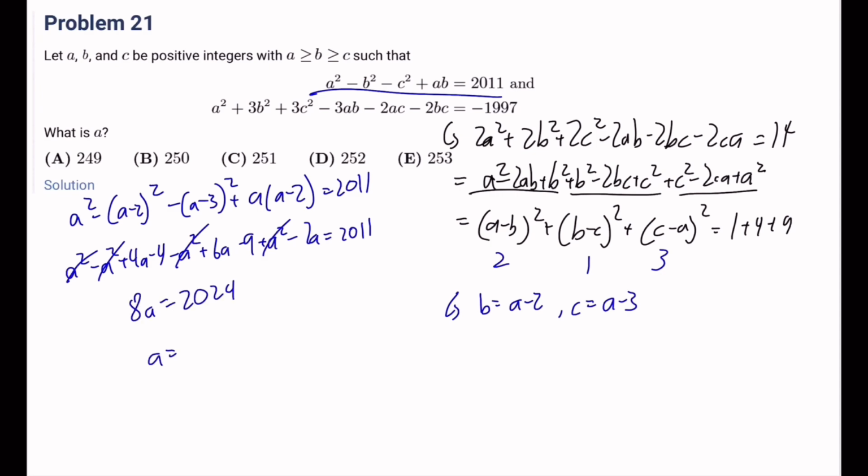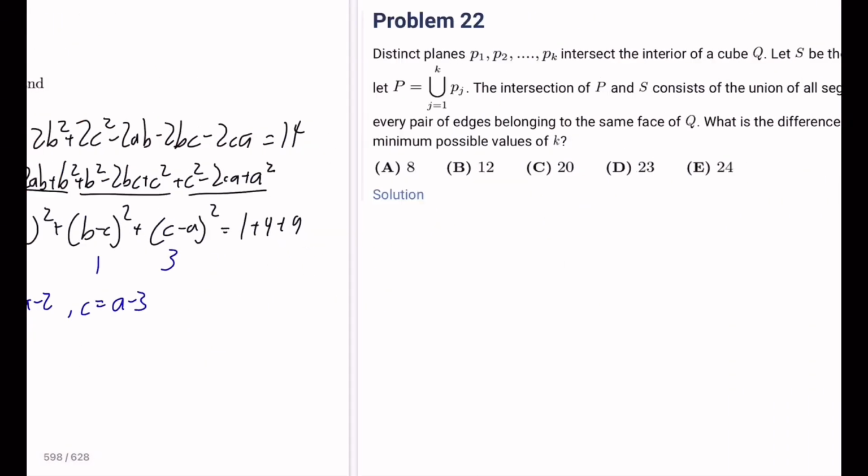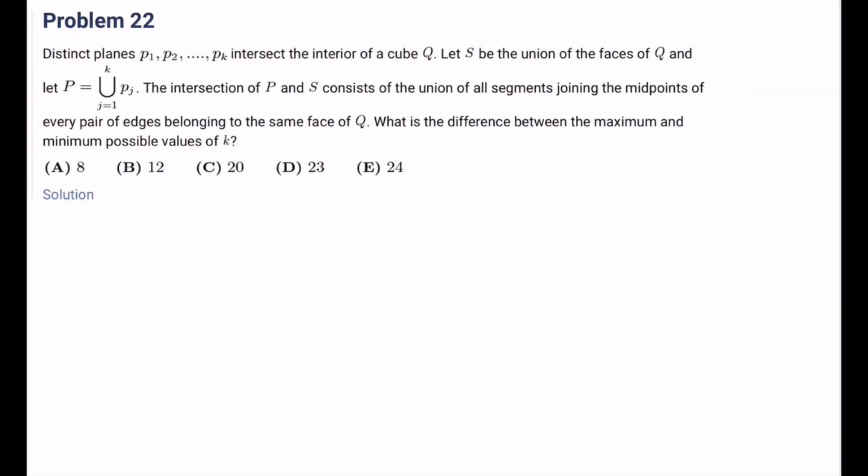This gives us a equals 2024 over 8, which equals 253. So that is our answer. It's E. Number 22. Distinct planes P1, P2, all the way to PK intersect the interior of a cube Q.